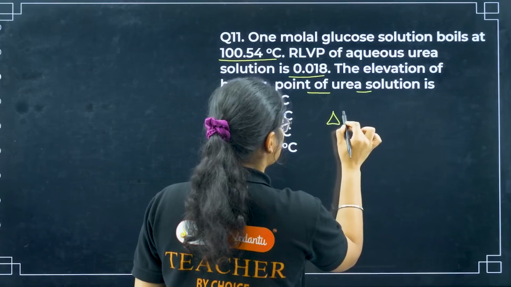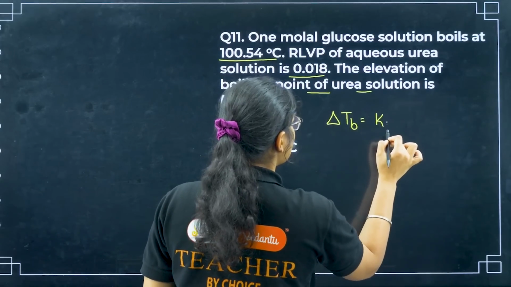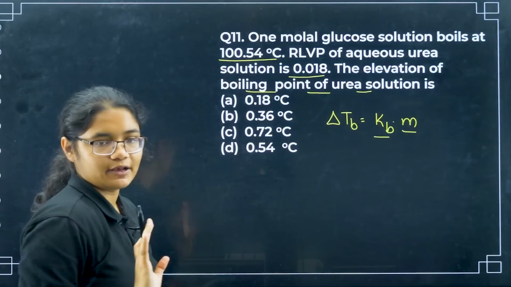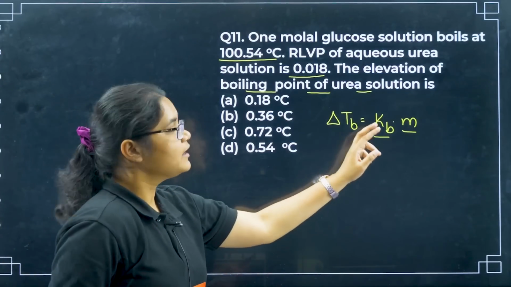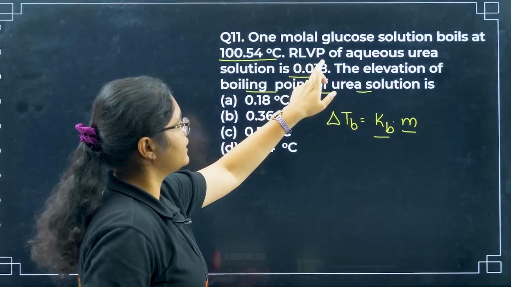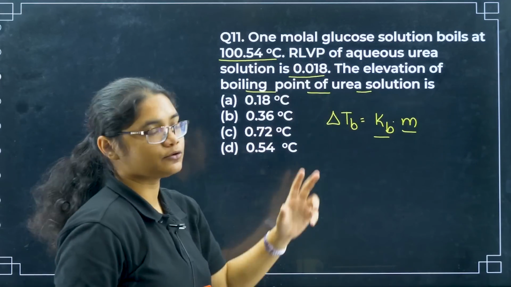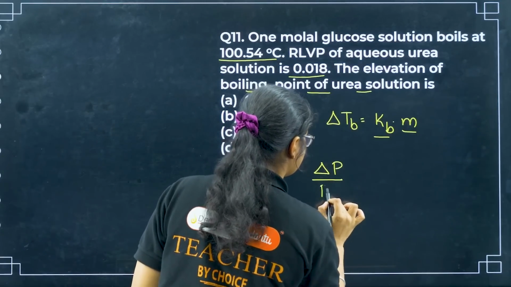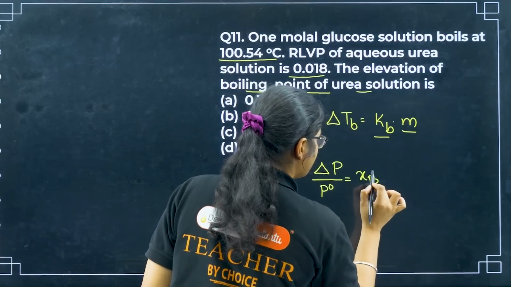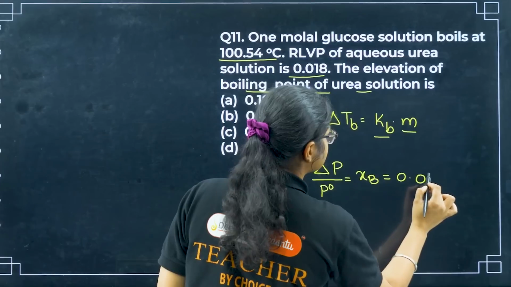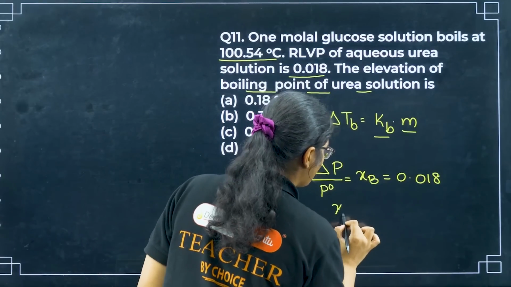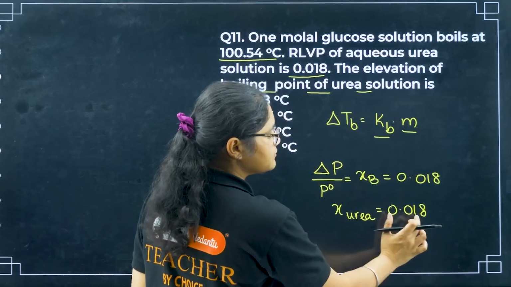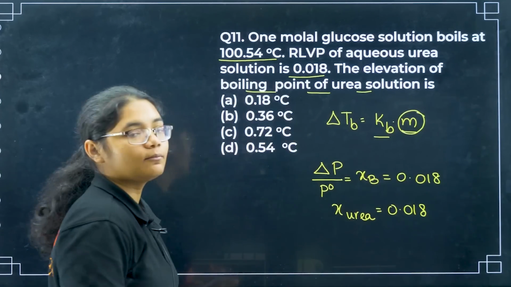So I need delta Tb is equal to Kb into m, right? But I don't have the m value, and I don't have the Kb value for this particular question. Before that, what question is given? RLVP of aqueous urea solution is 0.018. If you remember, RLVP, delta P by P naught, is equal to XB, where B is urea, and this is given to me as 0.018. So I can say that the mole fraction of urea is 0.018. From this mole fraction, I have to somehow find the molality.